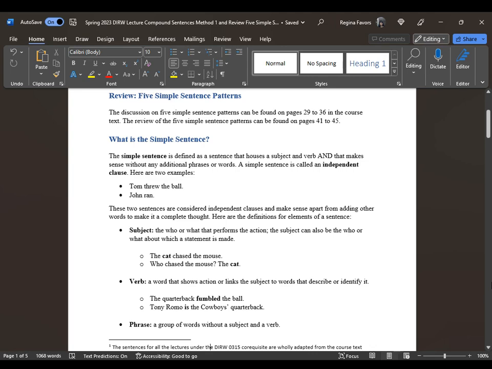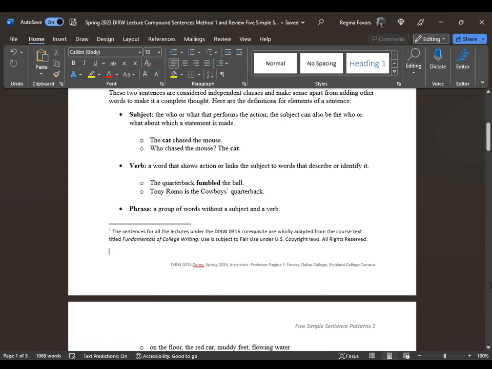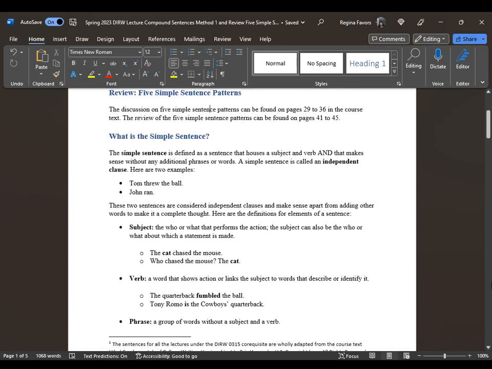So Tom threw the ball, John ran. These two sentences are considered independent clauses and make sense apart from adding other words to make it a complete thought. To make it a complete thought would be to answer why Tom threw the ball, or why John ran.